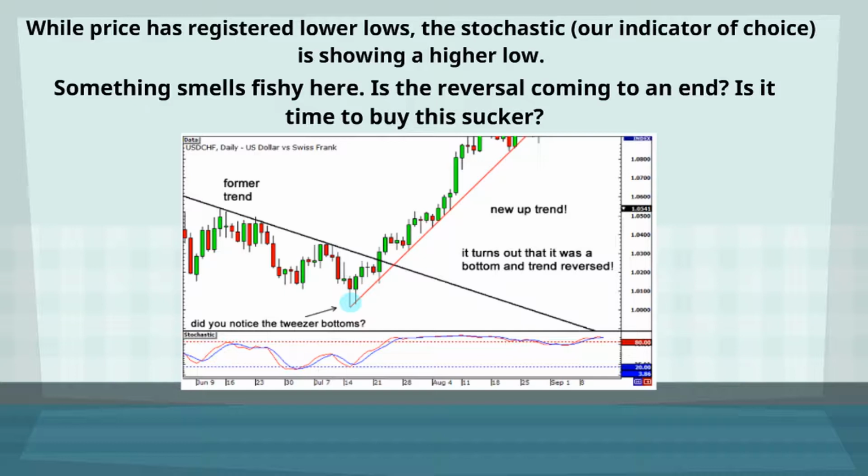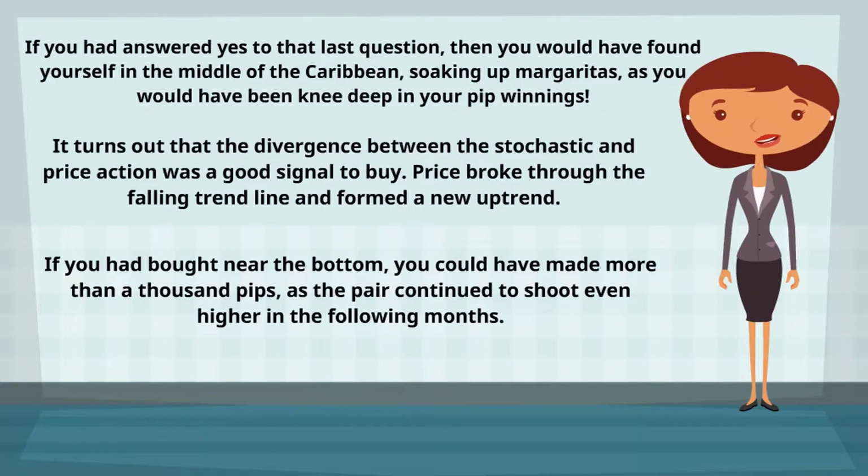Something smells fishy here. Is the reversal coming to an end? Is it time to buy this sucker? If you had answered yes to that last question, then you would have found yourself in the middle of the Caribbean, soaking up margaritas, as you would have been knee-deep in your pip winnings. It turns out that the divergence between the stochastic and price action was a good signal to buy.